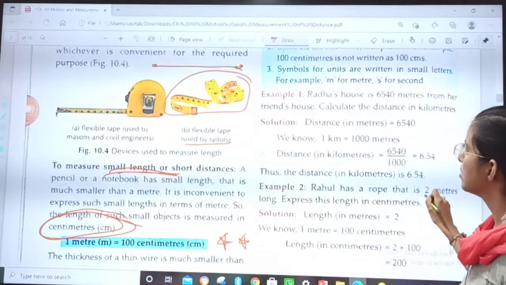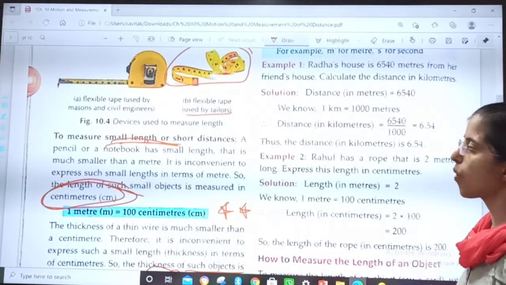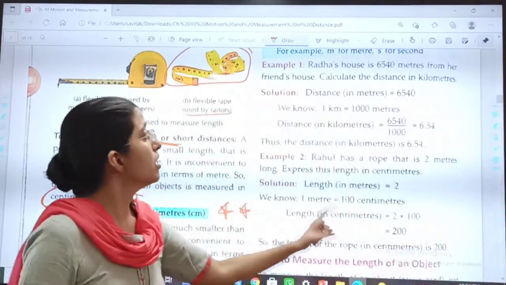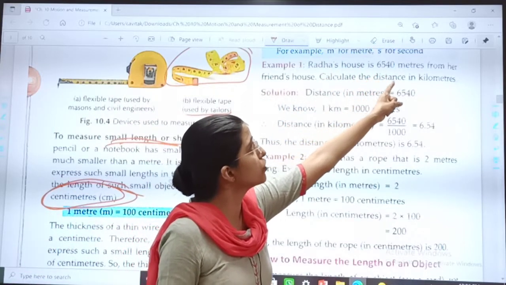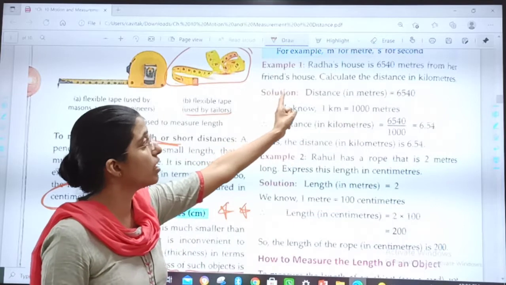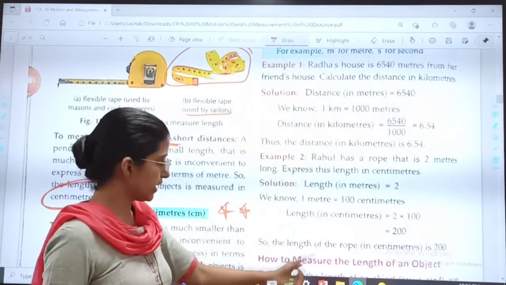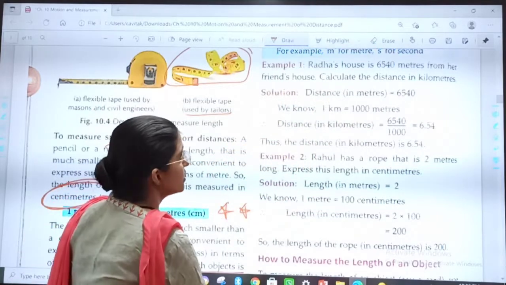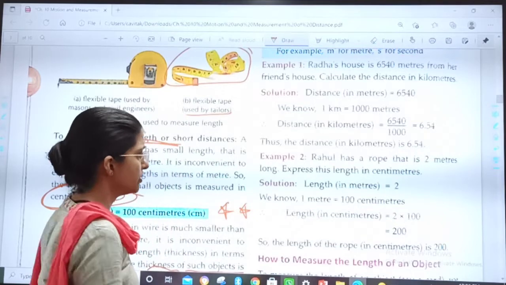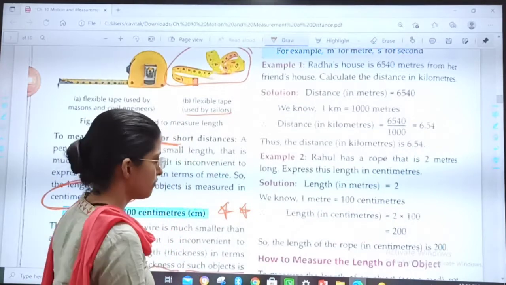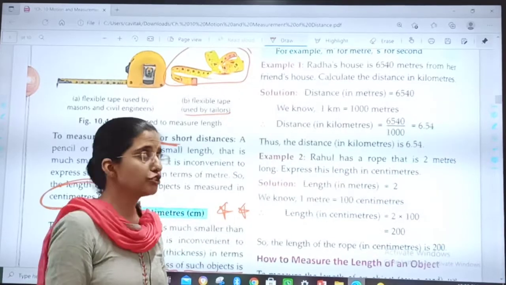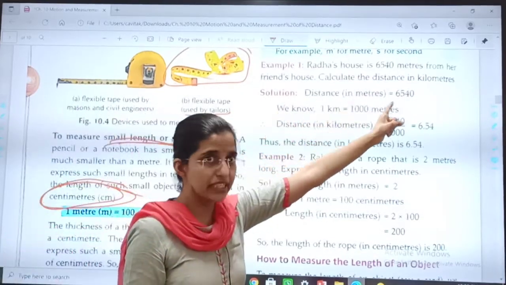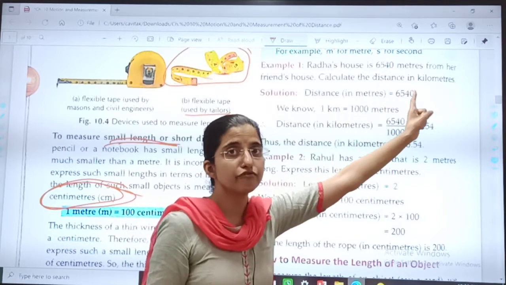Now, we will solve example 1.3. Radha's house is 6540 meters from her friend's house. ठीक है? So, we will write it here. What distance we are having? 6540. So, children, the distance in meters is 6540.